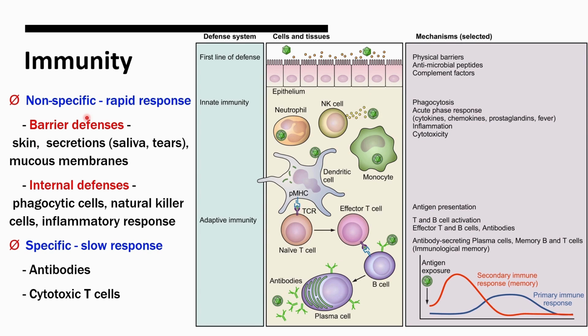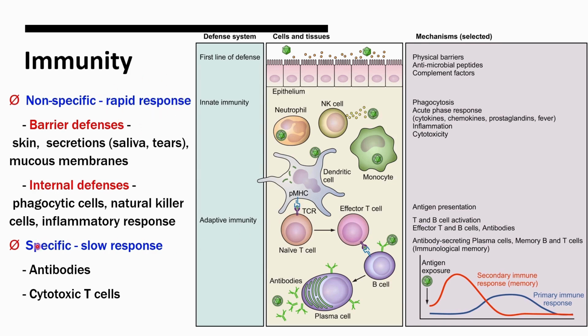In addition to that, your white blood cells, the phagocytic cells, the inflammatory responses, and natural killer cells all provide protection, and they all give non-specific responses against pathogenic microorganisms. So these responses are highly rapid.